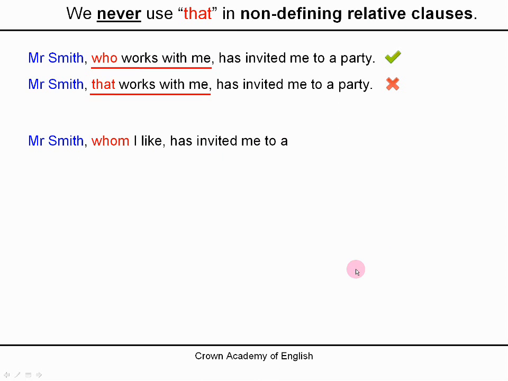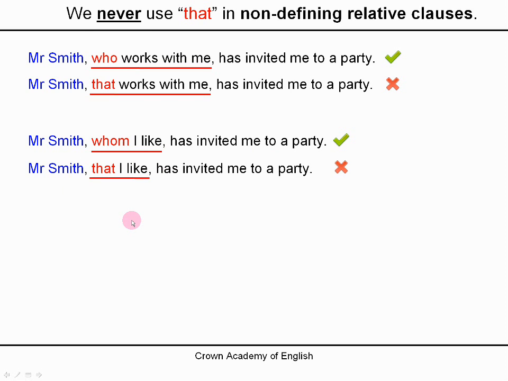Another example. Mr. Smith, whom I like, has invited me to a party. So this is correct in formal English, as we have already seen. But this is wrong. We do not replace whom with that. Okay, we cannot use that. So this is wrong.